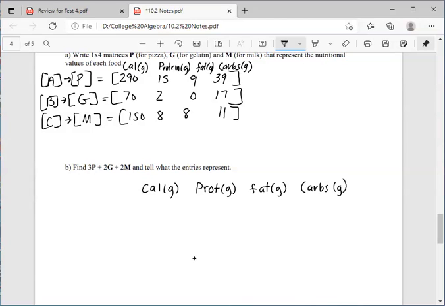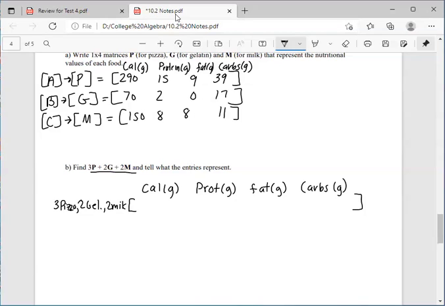And this is only going to be, which is a little bit surprising, a 1x4 matrix, because we're basically adding all of these matrices up that are the same size after we multiply them by something. So this is 3 pieces of pizza, 2, I'm just going to say gelatins, and 2 milks. This is how many calories, protein, fat, carbs if we do this.